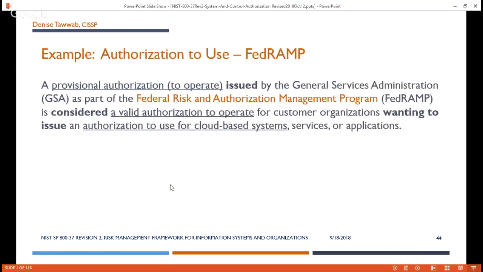Okay, here's an example of an authorization to use, FedRAMP. It's a very famous example, FedRAMP. Well, it's famous to me, and I may just be too deep in the weeds to know that it's not famous in the rest of the world. Ouch, I just hit my hand.